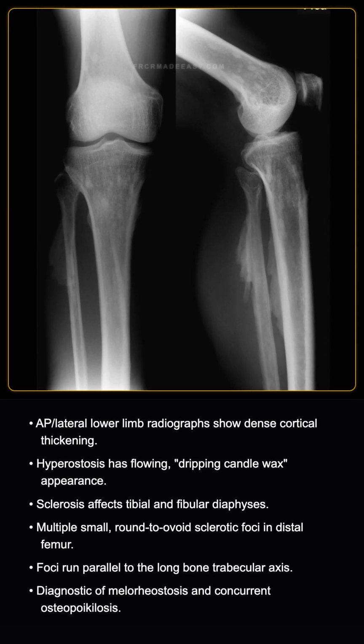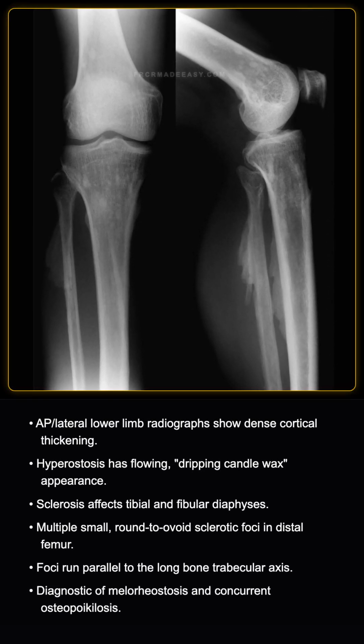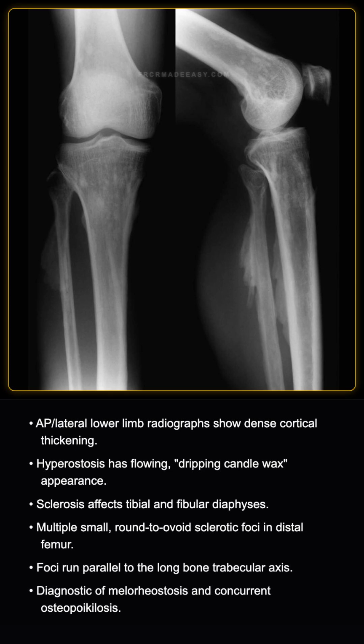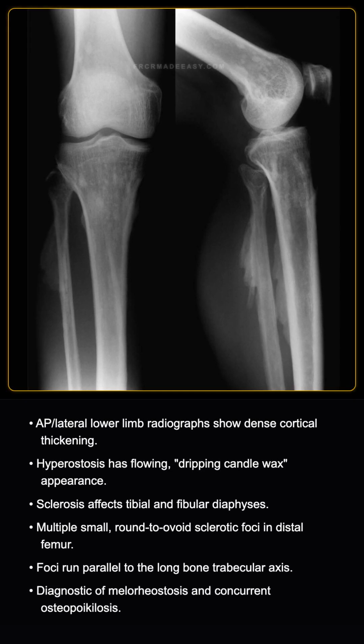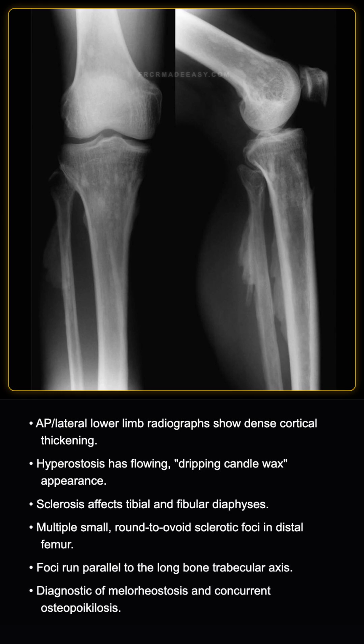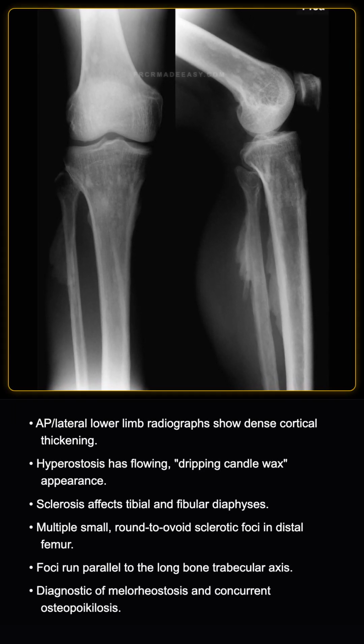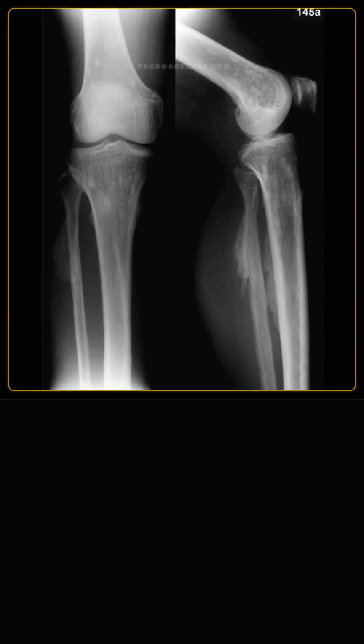Additionally, there are multiple small, well-defined round to ovoid sclerotic foci clustered in the metadiaphysis of the distal femur and proximal tibia. These sclerotic foci measure a few millimeters in size and are oriented parallel to the long axis of the bones. The combined findings are diagnostic of Melorheostosis and concurrent osteopoikilosis.